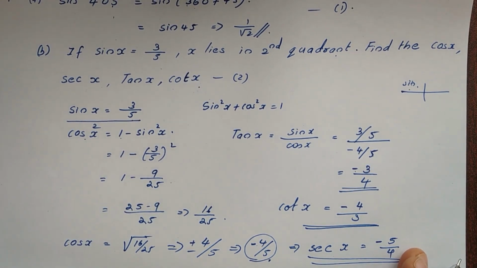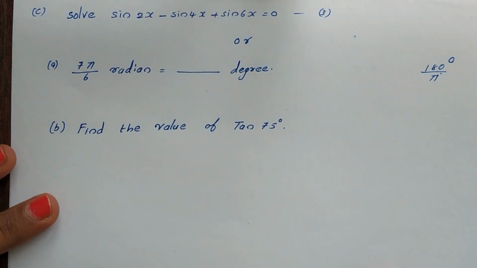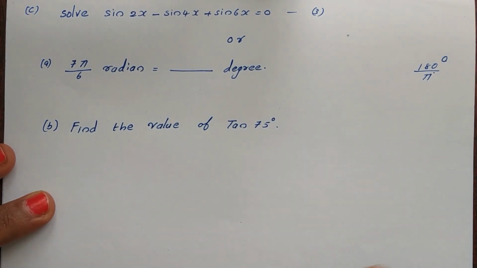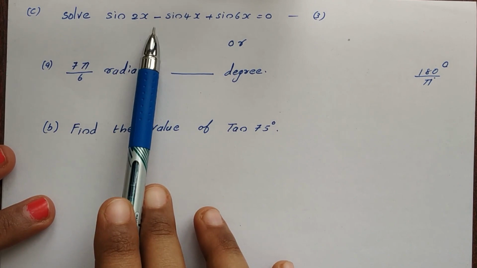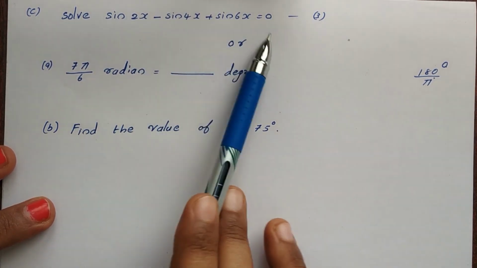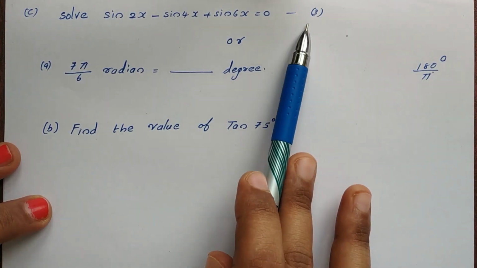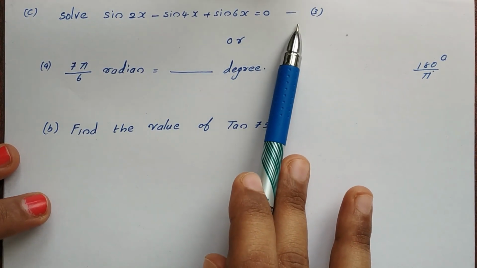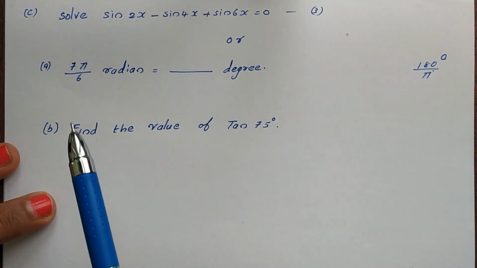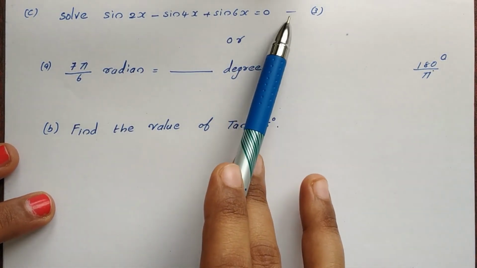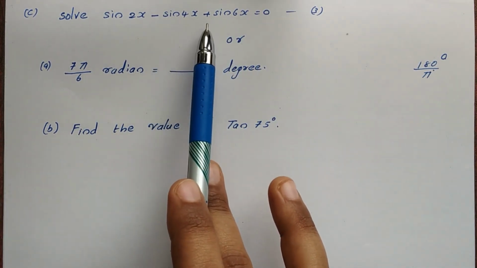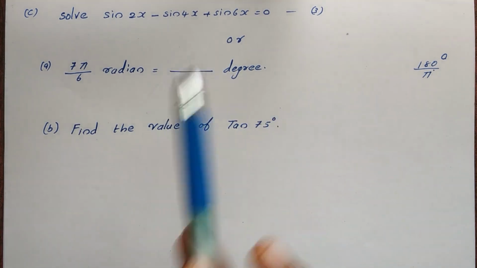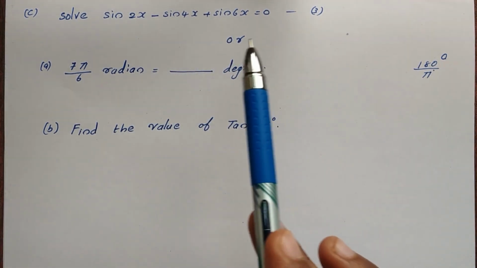So this is a 2 marks question. Then, the same question, we will do A and B. That is C: solve sin 2x minus sin 4x plus sin 6x is equal to 0. This is a 3 marks question. This problem is from 2018 March, the same problem, and it is important. This is the question paper.